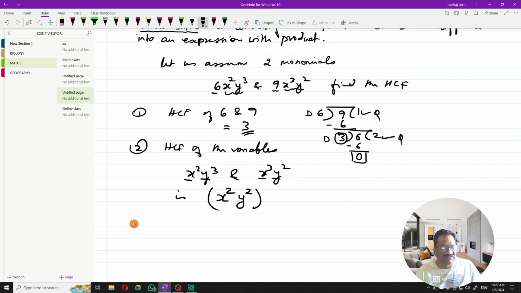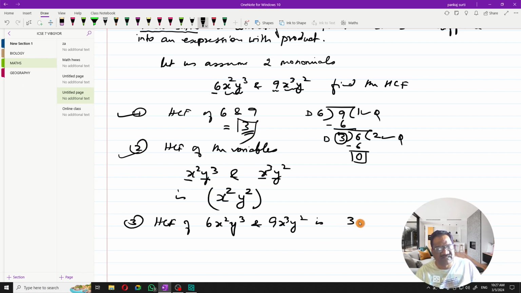Got it? Now the third step is the HCF of the entire two terms, that is 6x square y cube and 9x cube y square. Finally the HCF will be whatever answer you got from step 1 and 2, that is 3 and this. So you just multiply them: 3 into x square y square. This is that HCF. I hope you understood how to find the HCF of two monomials. Is that clear?